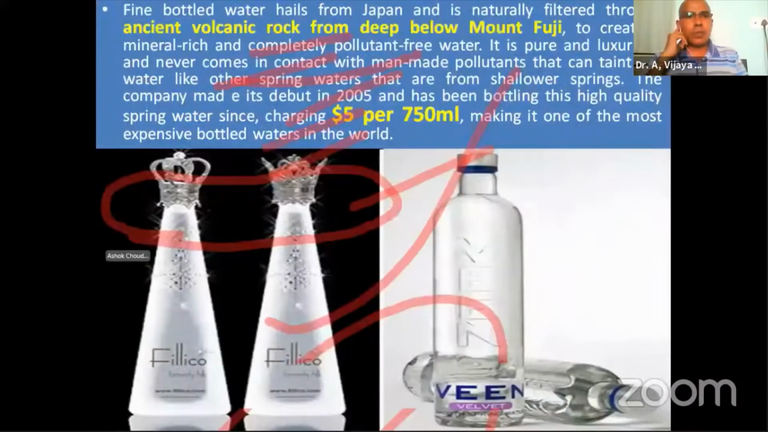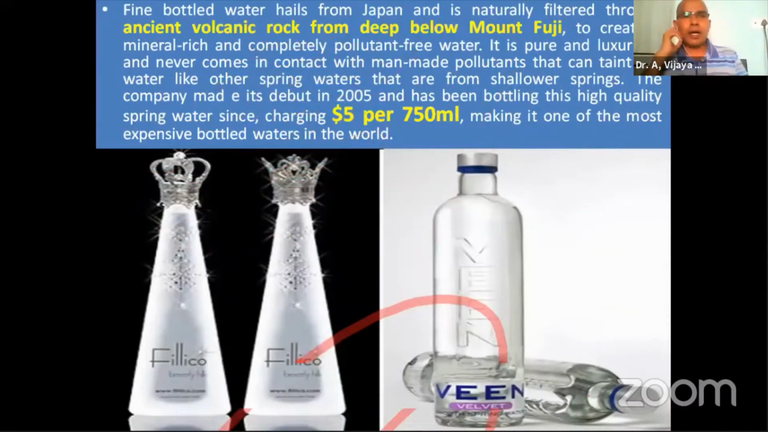Here you see one interesting thing I would like to show. Fine bottled water hails from Japan. It is naturally filtered through ancient volcanic rock from deep below Mount Fuji. The volcanic rock filters the water and creates mineral-rich, completely pollutant-free water. Now they pack it and put it up for sale. You know the price of this water, just 750 ml? It costs around $5. That's the price of the water.